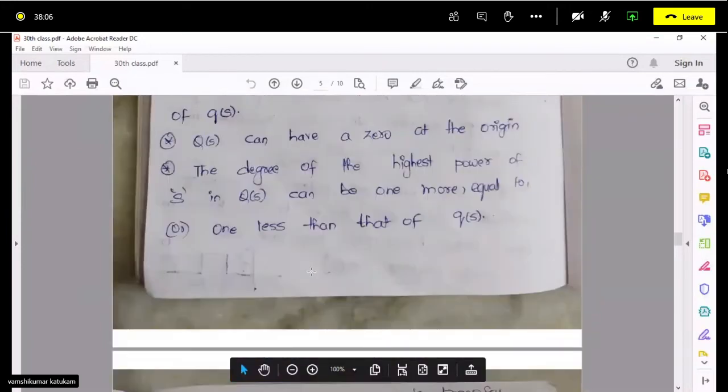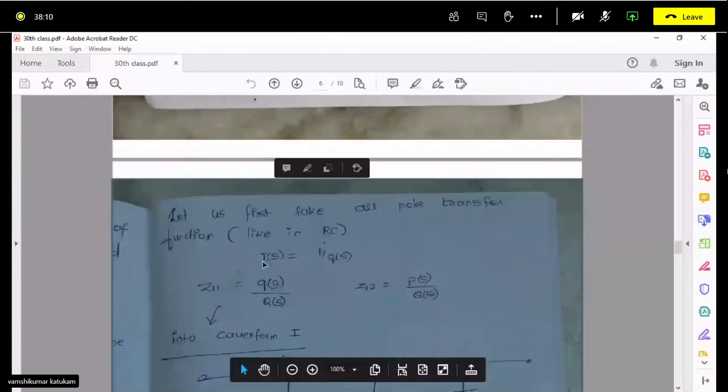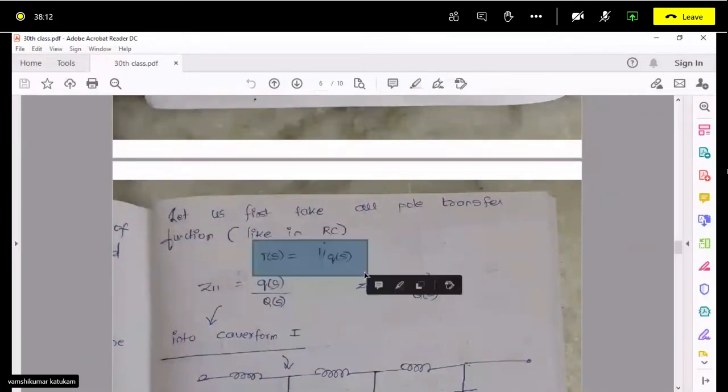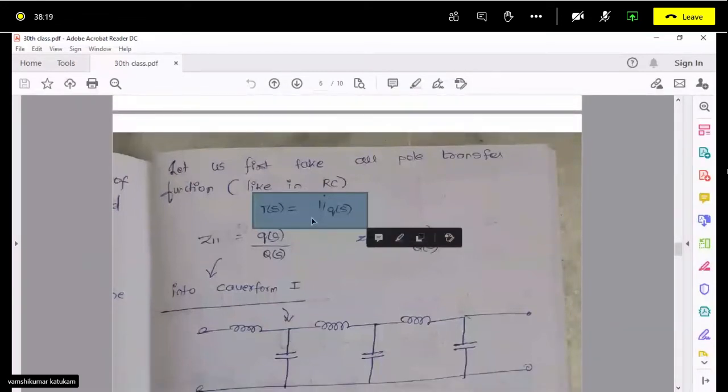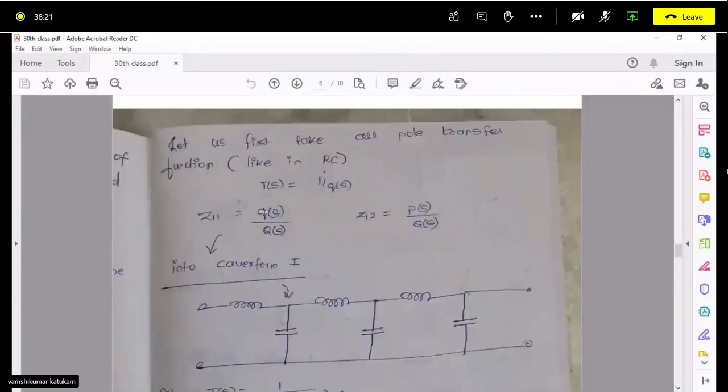First we will select capital Q of s, and our transfer function form is this form. T of s is 1 by Q of s, the RC low pass filter form, right? So here you divide by capital Q of s, and Z11 you will get is small q of s upon capital Q of s. Z12 is also small q of s upon capital Q of s, but here you are obtaining Z12 by a constant k. We are replacing it by k, as I told.